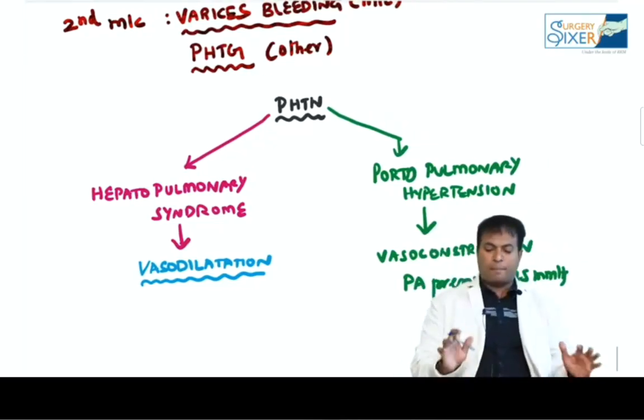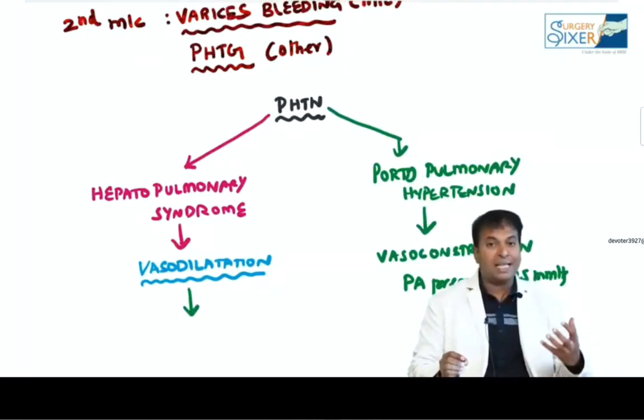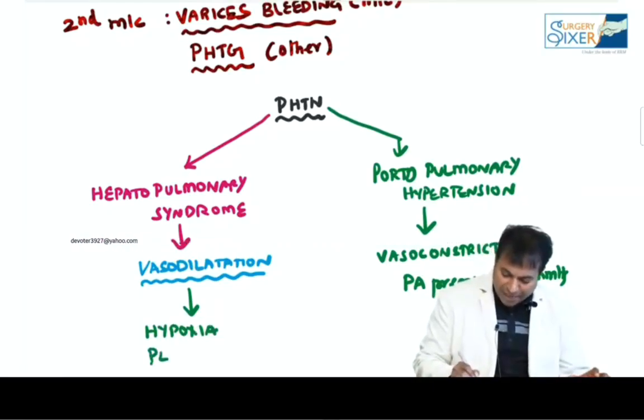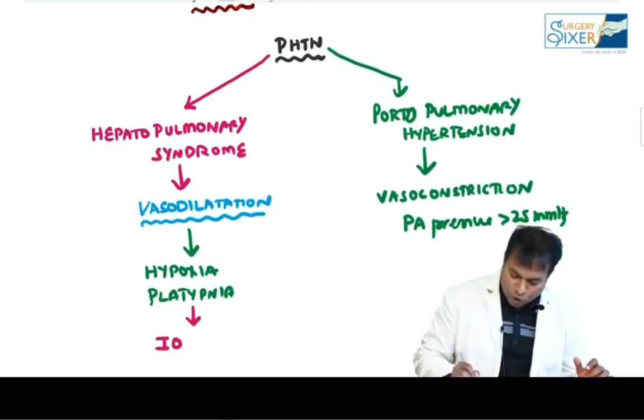Please don't forget this. Hepatopulmonary syndrome is a condition in which the pulmonary vessels are vasodilated. Because of vasodilatation, the oxygen is not reaching the blood. So the patients have hypoxia. They will have hypoxia, platypnea. So many respiratory symptoms are seen, and this is usually diagnosed by an investigation of choice. Echo will show you the problem. Echo is used to diagnose hepatopulmonary syndrome.